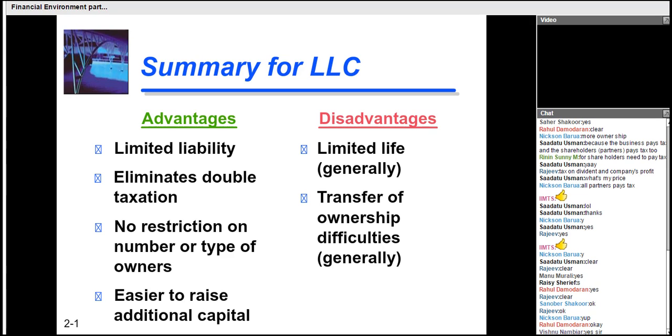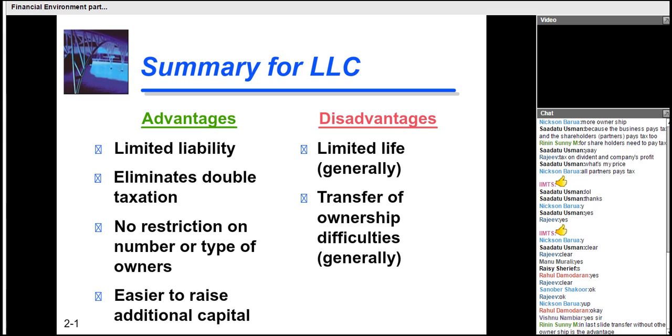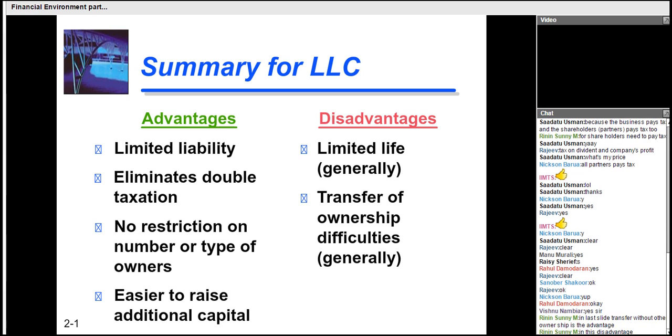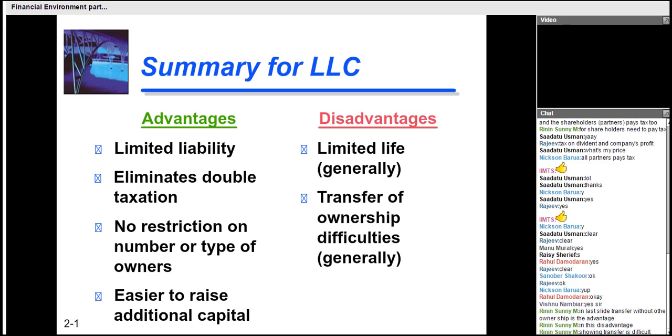So would anyone like to share any information today? Would anyone like to speak? Yes, Vishu is saying yes, sir. Okay, I will allow you. In the last slide, transfer without other owners' consent is shown as an advantage, but in this one it shows transfer is difficult. No, the slide will not be transferred today. There will be only discussion. Okay.